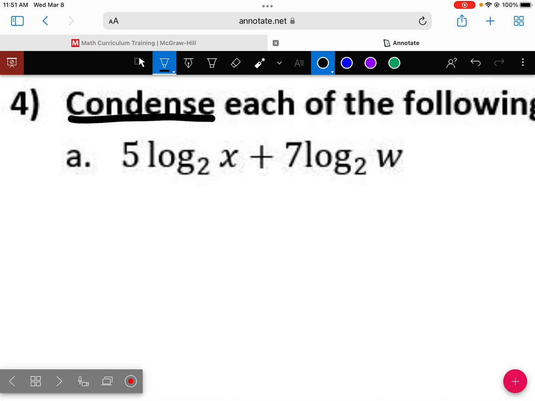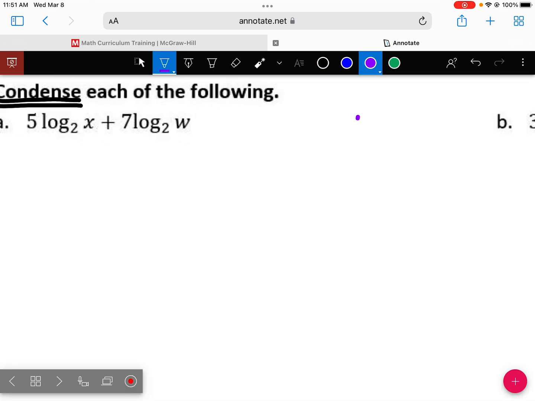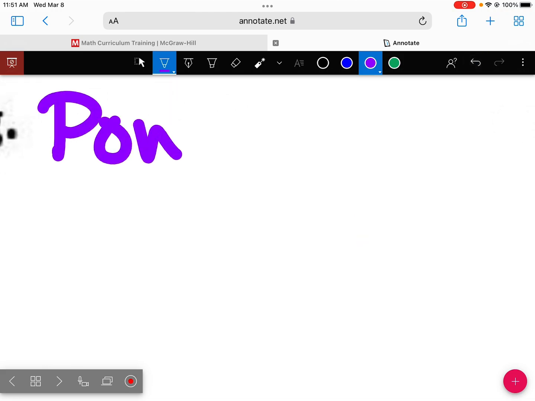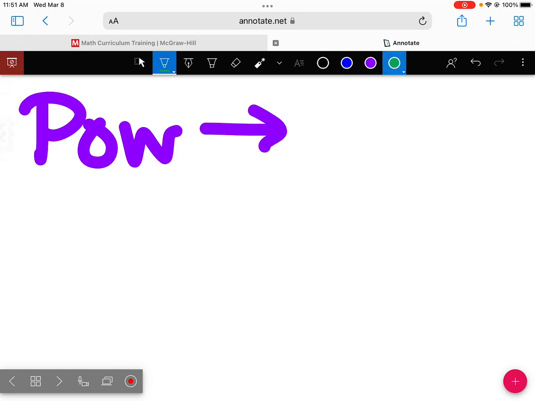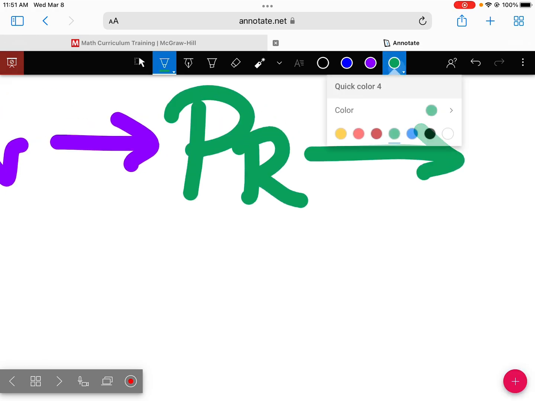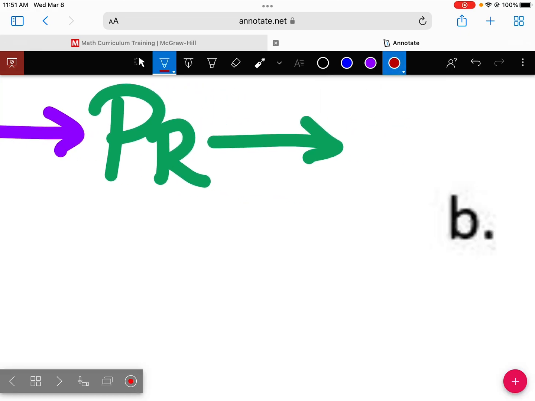So if I am condensing, we start with powers, then we go to product, and we end with quotient.